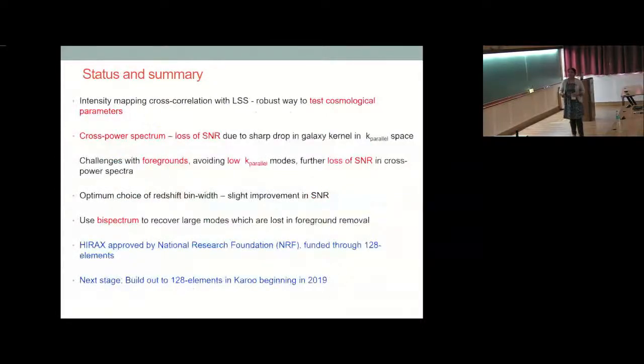So here is my summary and status. As I said before, intensity mapping is a robust way to test cosmological parameters. In the cross power spectrum, we have a significant loss of SNR because the galaxy kernel falls off very sharply. And because of the foregrounds, we get a further loss of SNR, which doesn't come as badly in the autocorrelation, but comes more in the cross correlation. We can choose our redshift bin wisely to get a slight improvement, but also looking at the bispectrum might help.